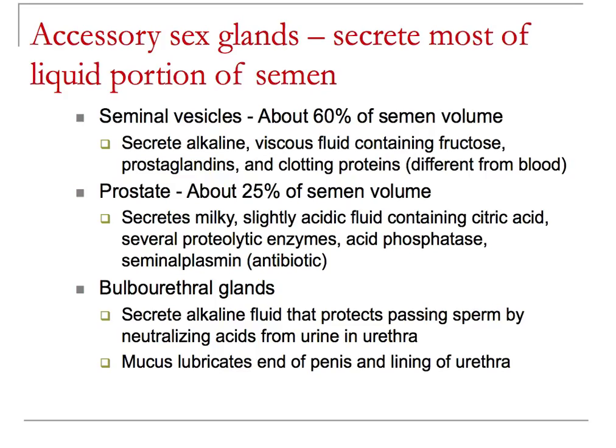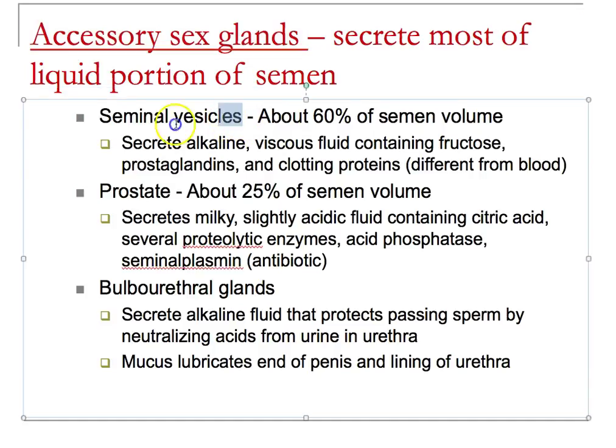So what's actually going on here? What are we mixing in? Okay? So you can see here that we have these accessory glands, and you have different parts. The seminal vesicles make up about 60% of the volume, and they're secreting an alkaline, viscous substance that contains fructose. Notice this is not glucose.